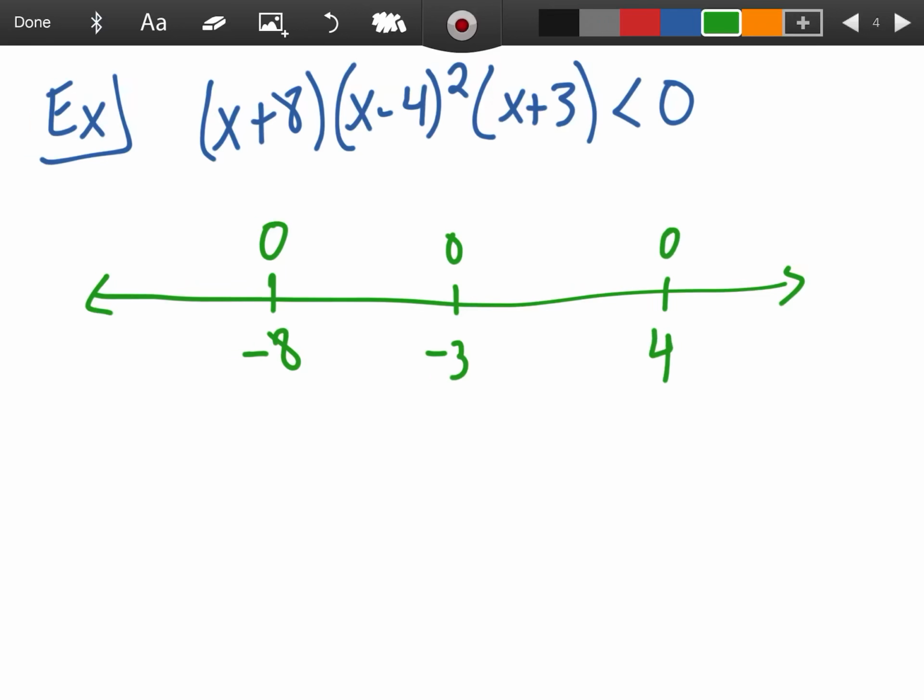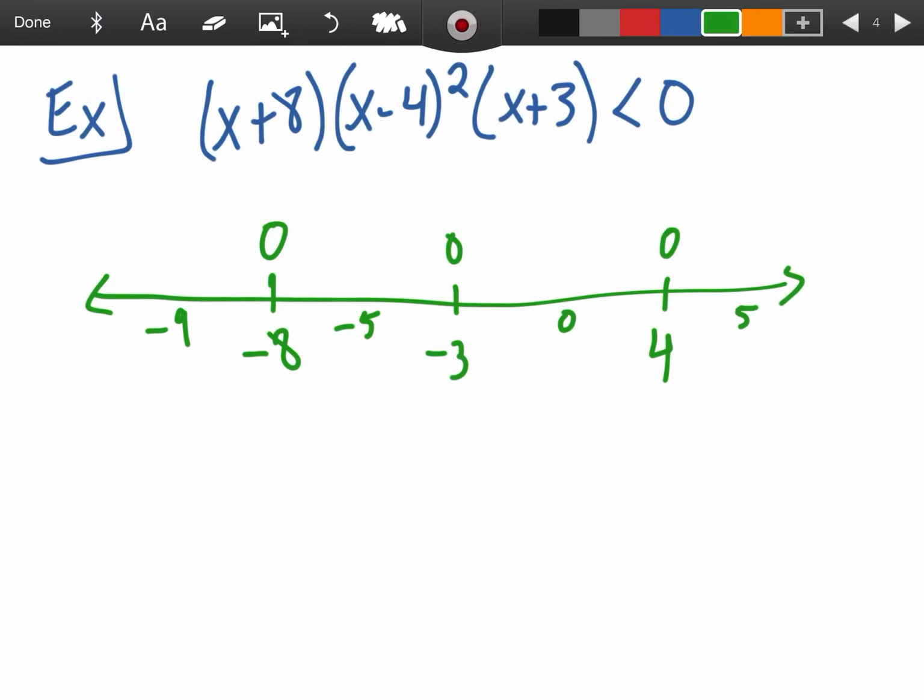All right, great. Now it's a matter of picking a number that falls on each interval. Less than -8, I'll pick -9. Between -8 and -3, I'll say -5. Between -3 and 4, let's go with 0. Greater than 4, 5. You could pick different numbers than me. That's totally fine. These are just the ones that I'm picking.